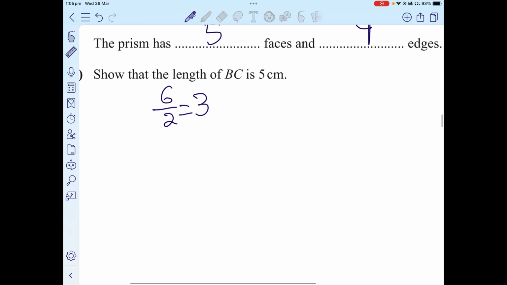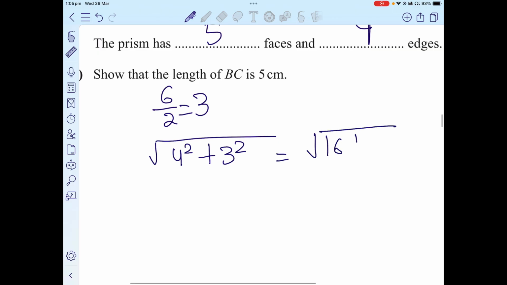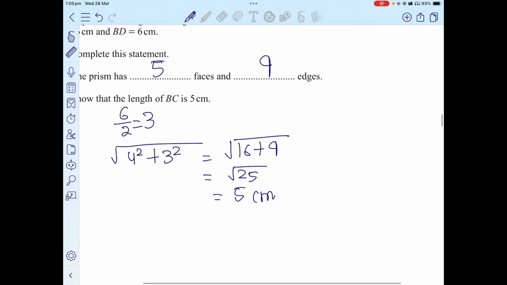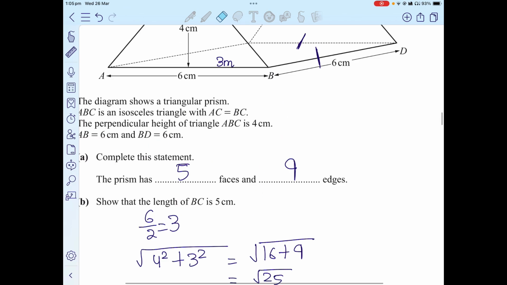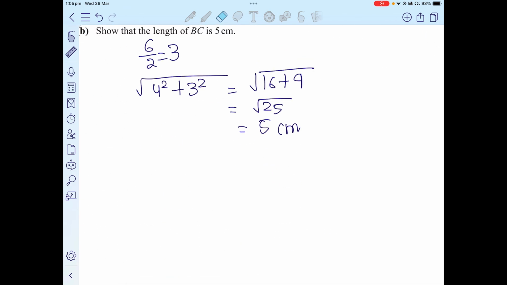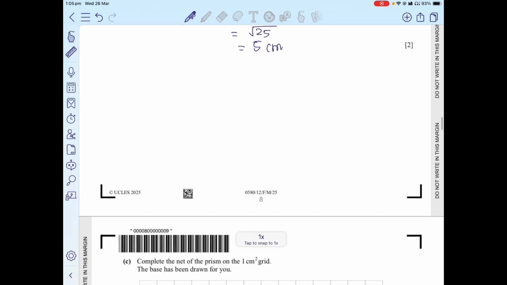Let me show you how. One of the lengths is 4 squared and the other length is 3 squared. So when we do this, it's going to be 16 plus 9, which is the root of 25, which is going to be 5 centimeters. I hope that is clear, because the formula for the Pythagoras theorem is a squared plus b squared is c squared, where a, b are the sides and c is the hypotenuse. So the sides are given to us as 4 and 3. When we square them, we get 16 and 9. When we root it, we get 25, which is 5. I hope this question is clear as well.